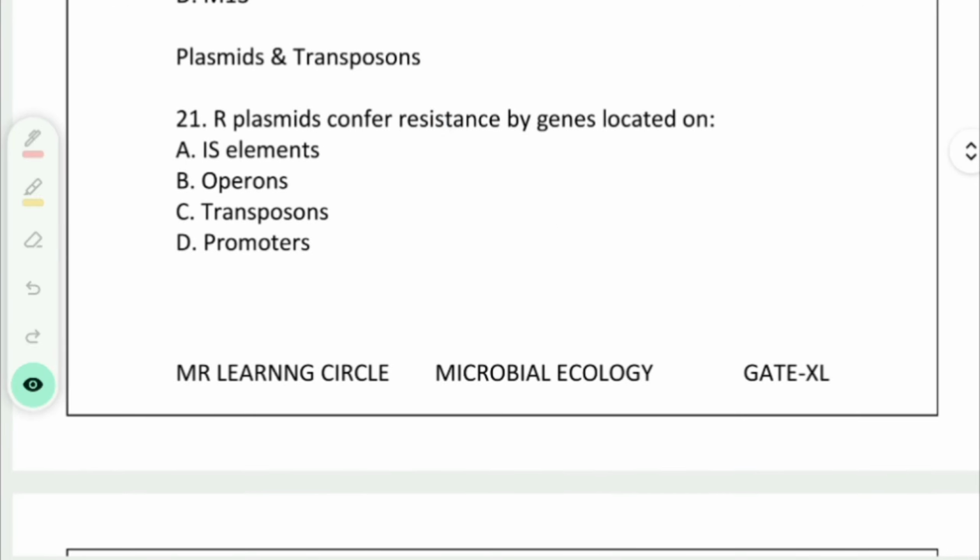Now question number 21. R plasmid confers resistance by genes located on, options are A, IS element, B, operon, C, transposon, D, promoter. So the correct answer for this question is option C, transposons.